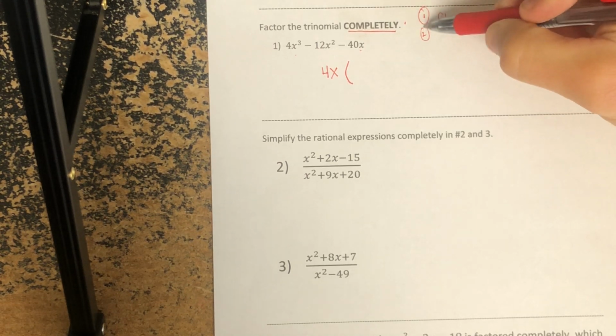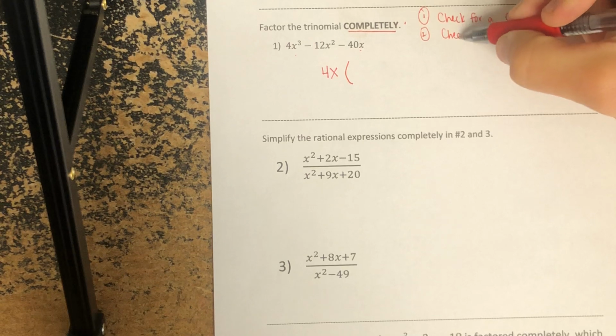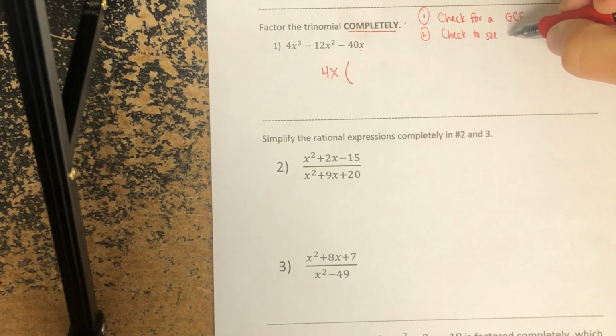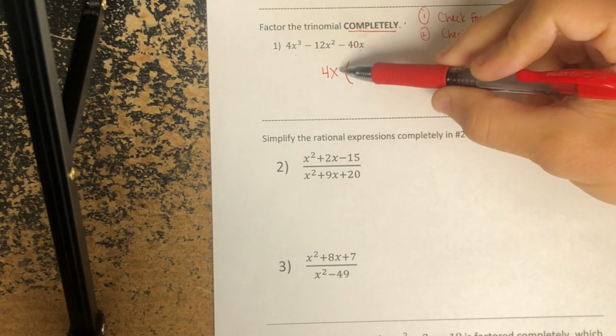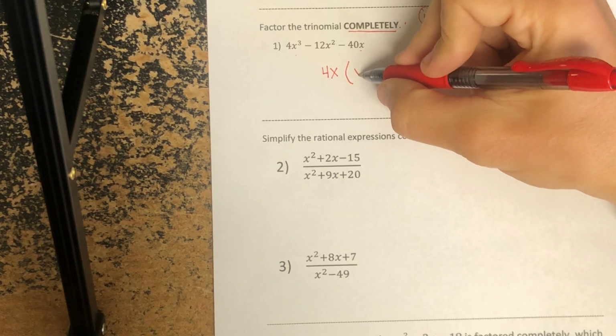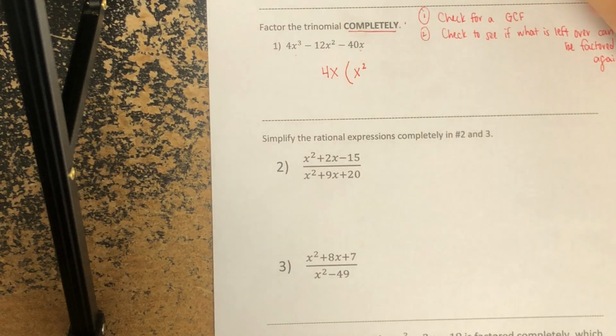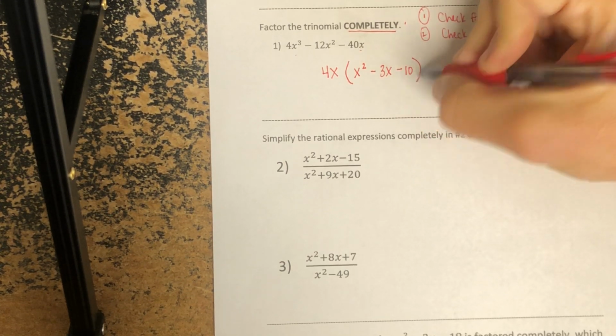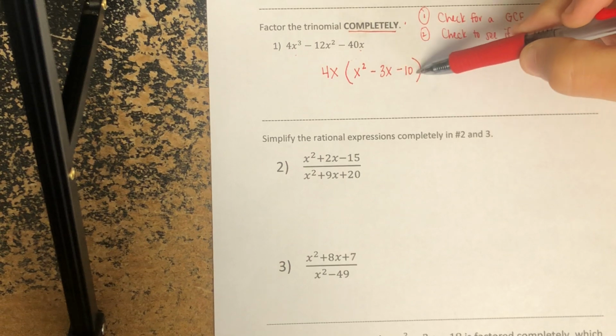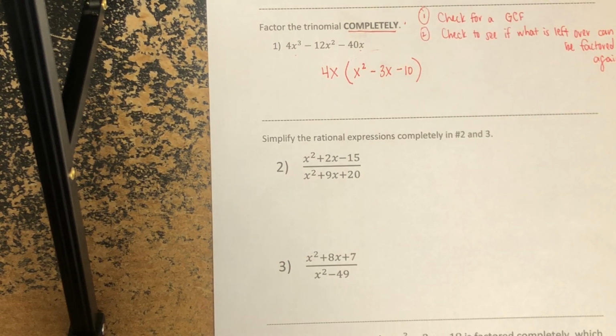The second thing you're going to want to do is check to see if what is left over can be factored again. What I mean by that is when we factor this 4x out, it leaves me with an x squared minus 3x minus 10. So this is what's left over.